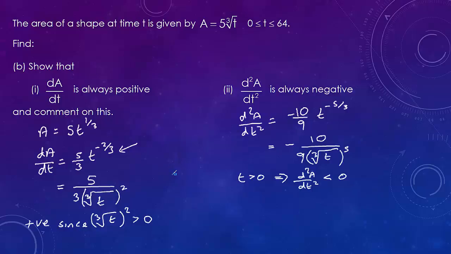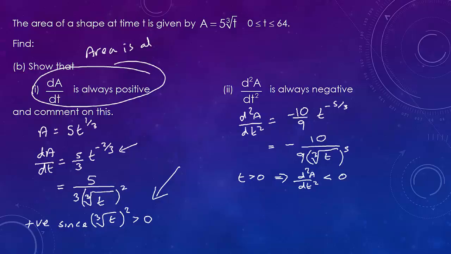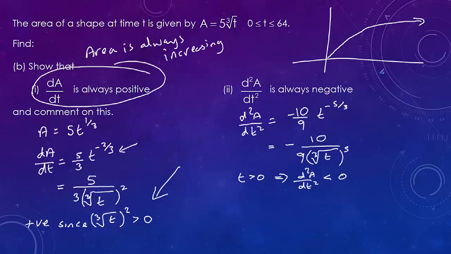So what does this tell us? The fact that dA/dt is positive means that the area is always increasing. If we draw the curve for A = 5 times the cube root of t, and I can actually do a reasonable job of that, it's going to look something like this. The gradient is always positive, so the area is always increasing.